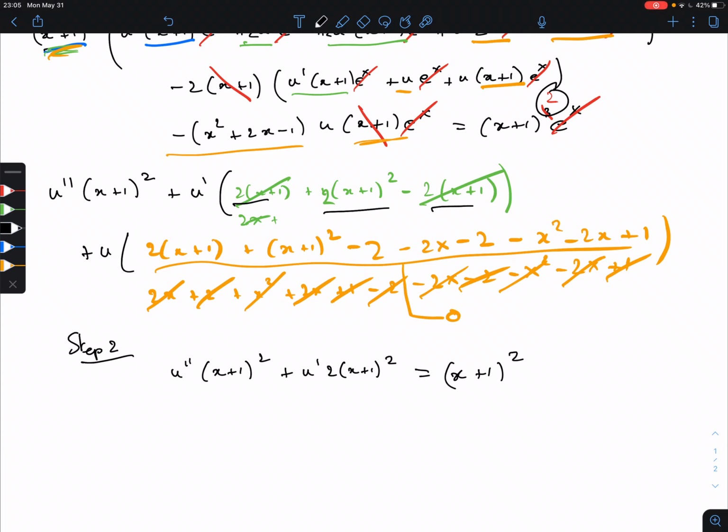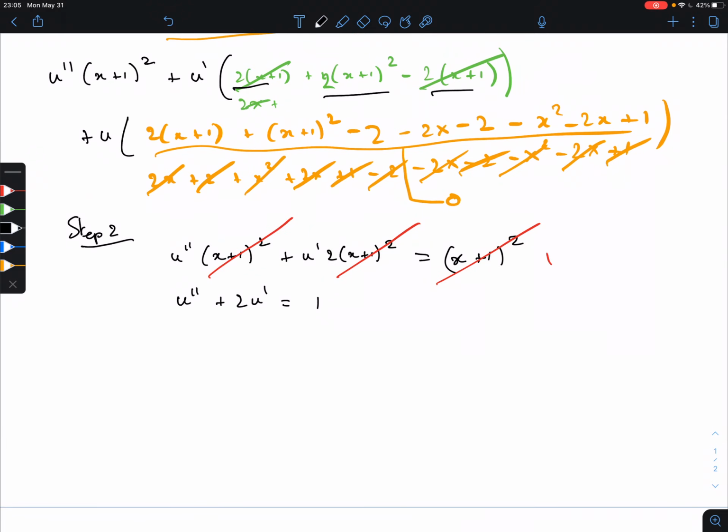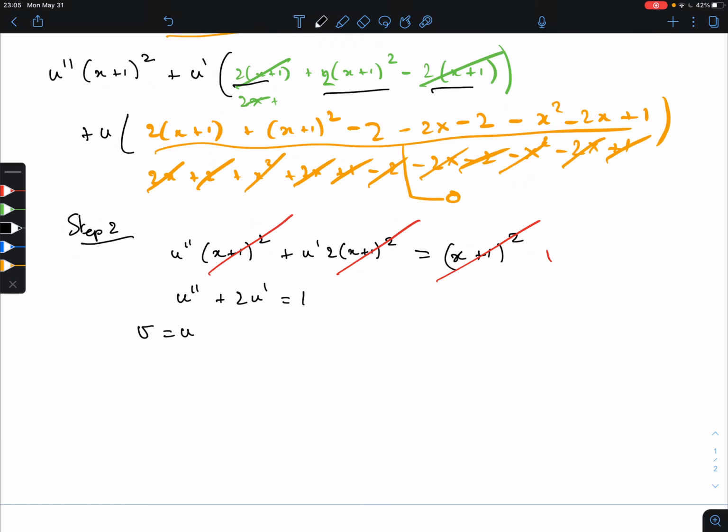Now, look how nice. The (x plus 1) squares, they all go. We couldn't do it right away, so there's one left here. That becomes very nice: u double prime plus 2u prime equals 1. That's nice because, first of all, it's a second order equation, but this is part of step 2. This is really where step 2 starts. I'm now saying v is going to be a new function, namely the derivative of u. So, box it again, because I'm going to come back to this. The equation now becomes v prime plus 2v equals 1.